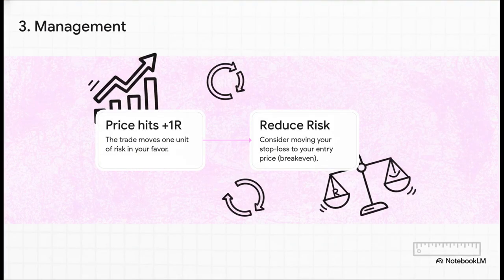Step 3 is management, while the trade is live. So if things go your way and the price moves up by a full 1R, you've got a fantastic opportunity. You can move your stop loss up to where you got in. What does that do? It basically turns it into a risk-free trade. The worst thing that can happen now is you break even. That's a pretty good feeling, right?